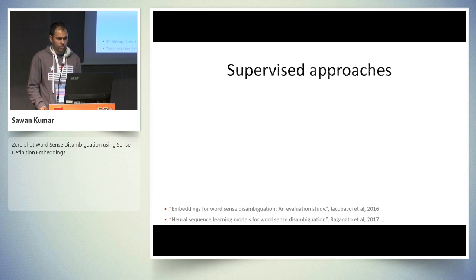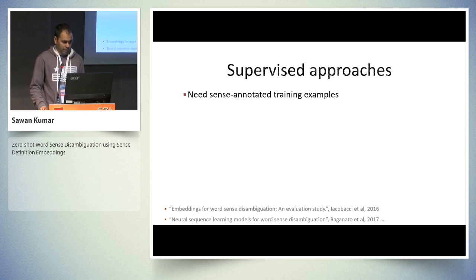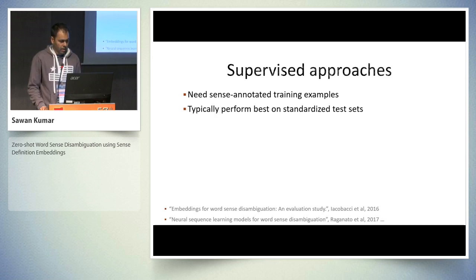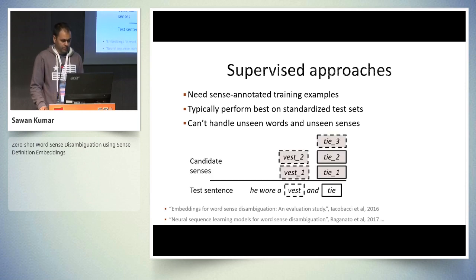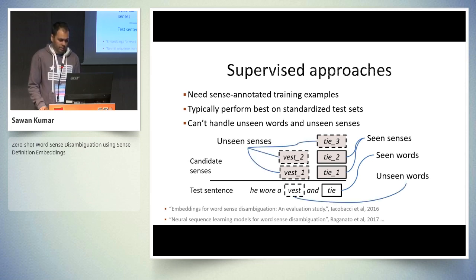In the next few slides, I'll go through some of the existing approaches which are used for building WSD systems. First up are supervised systems, which need sense annotated training examples. They typically perform best on the standardized test sets which are there for WSD. However, an obvious issue is that they cannot handle unseen words and unseen senses. For example, if you consider this example where the word tie and two of its senses are seen while the word vest and the other senses are not seen, not much can be done using a supervised system for the unseen words and unseen senses.